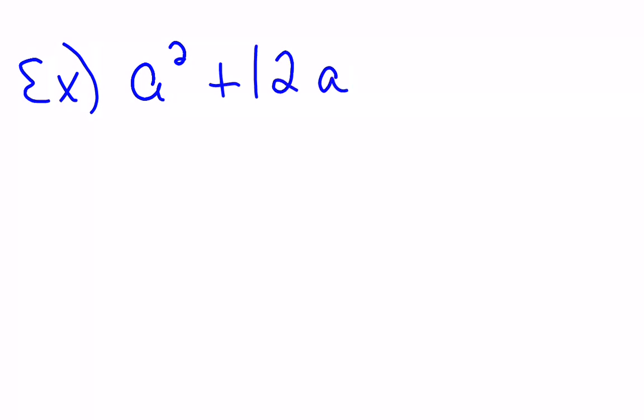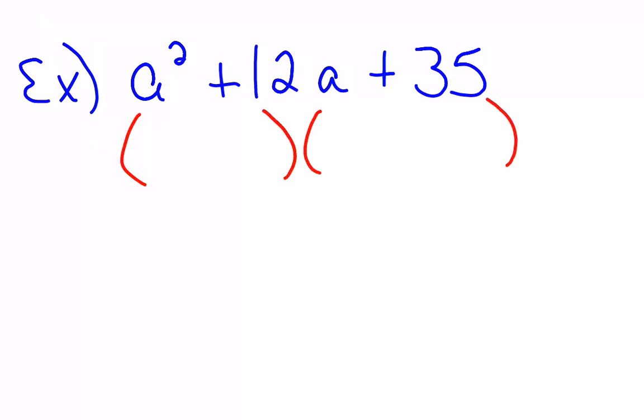Let's look at the next example. A squared plus 12a plus 35. Okay, so we look for a GCF. In this case, I don't have anything that is common in all 3 terms, but I do have an a squared term, an a to the first term, and a constant. So in this case, I probably can factor this into 2 binomials.